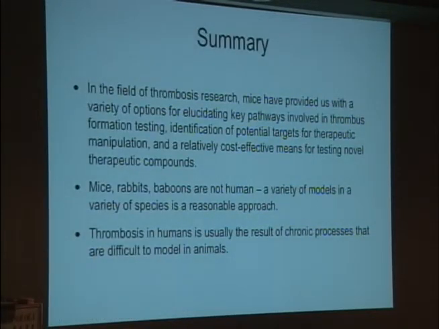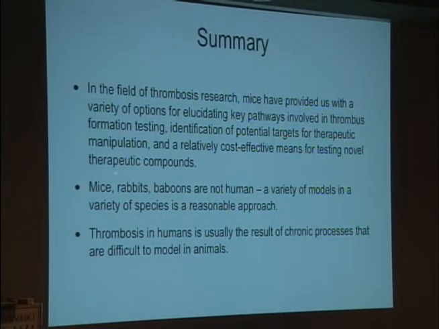So just to finish up, mice have provided us with a variety of options for elucidating key pathways involved in thrombus formation and identifying potential targets for therapeutic manipulation. But when we use these animals, we just need to keep in mind, as has been brought up before here, that mice or any animals are not humans, that the systems we use to test them are indeed models that may be demonstrating the exception rather than the rule. And so a good approach to investigating new agents is to try them in a variety of models, and probably in different species.